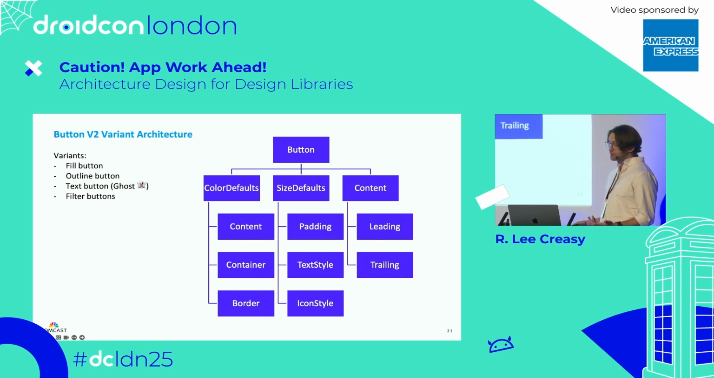Each button has these parameters, right? So we have the fill button, outline button, text button, filter buttons. They all have the same set of parameters. They're just, the configuration object is what differentiates them. And then internally, when we use the material API underneath it, that's when we apply those configuration effects. And then, yeah, just kind of how we organize them.